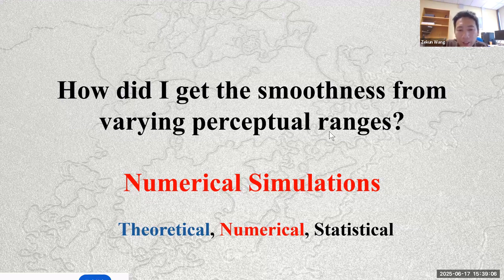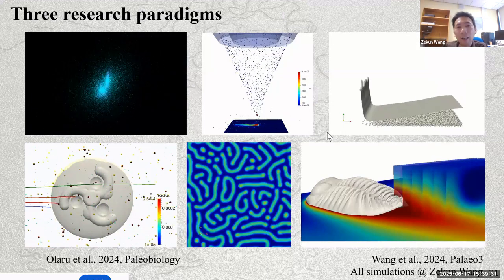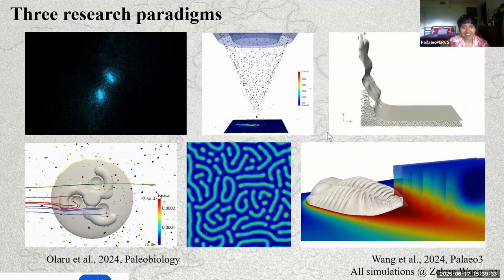And the numerical simulation is between the theoretical and statistical approaches because it uses the basic formulas from simplified theories and inputs them into the computers. And the computers help us to compute things. And the output data can also be used for statistical analysis. So I actually have a computational mechanics background.